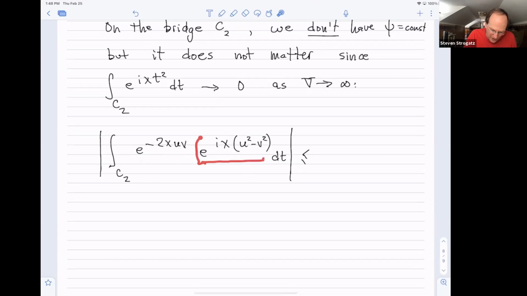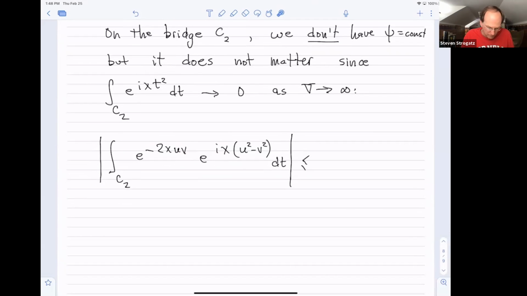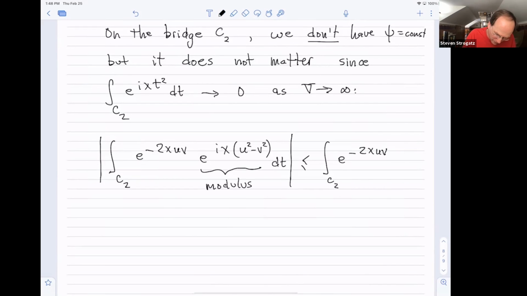The interesting one is this, because e to the anything real has magnitude 1, right? E to the i theta is a point on the unit circle for real theta. And so that is something of magnitude 1. And so we can say that the magnitude of the integral is less than or equal to the integral of the magnitude, which gives me less than or equal to the integral over C2 of e to the minus 2x uv. And then, like I say, this has magnitude or modulus, whatever you want to call it, equal to 1. And then dt here. And I didn't need any absolute values because e to the minus 2x uv is a positive quantity.